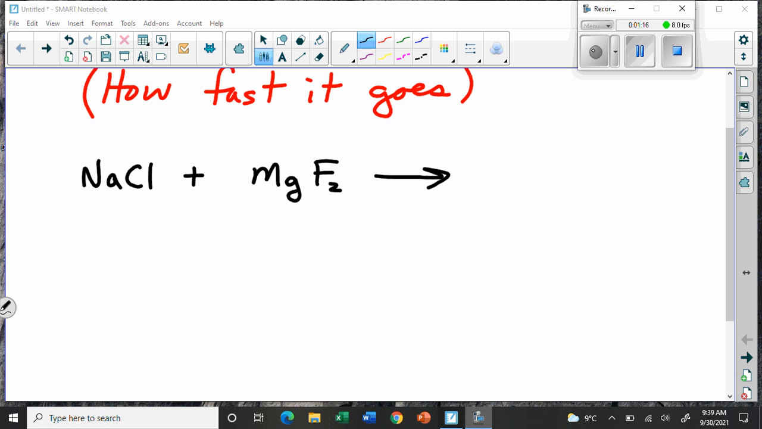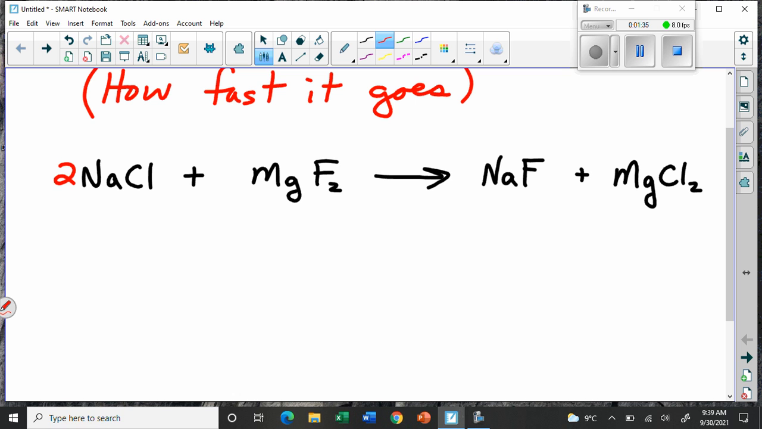All right, so we have sodium is going to go with fluorine this time, so NaF. And then magnesium chloride. And then, of course, we have to balance it. So hopefully you wrote it like that. And then when you balance it, you have to put a 2 right here and right here, I think. And that will make everything work out. So practice, practice, practice. That's what chemistry is. Okay, so now let's talk about this.